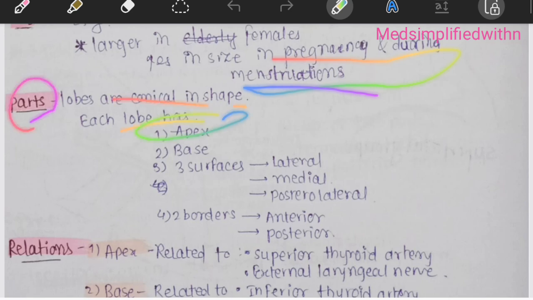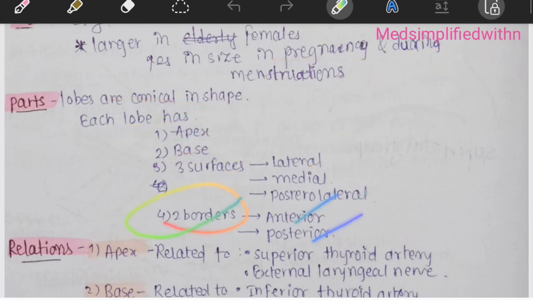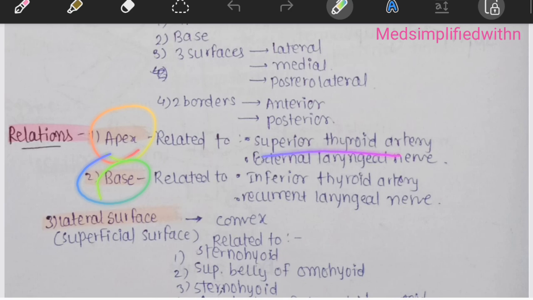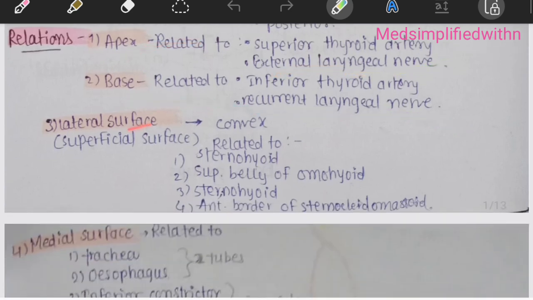Parts: the lobes are conical in shape. Each lobe has an apex, a base, three surfaces that are lateral, medial, and posterolateral, and two borders that are anterior and posterior. Relations: the apex is related to the superior thyroid artery and external laryngeal nerve. The base is related to the inferior thyroid artery and recurrent laryngeal nerve. You can remember it like this: apex with superior thyroid artery and external laryngeal nerve, base with inferior thyroid artery and recurrent laryngeal nerve.